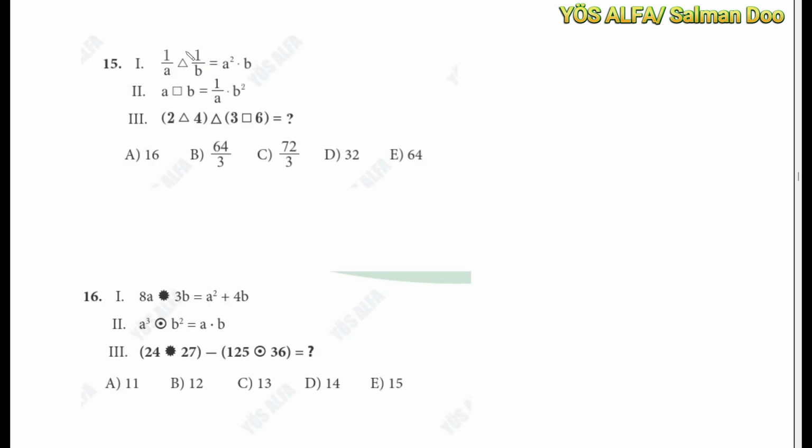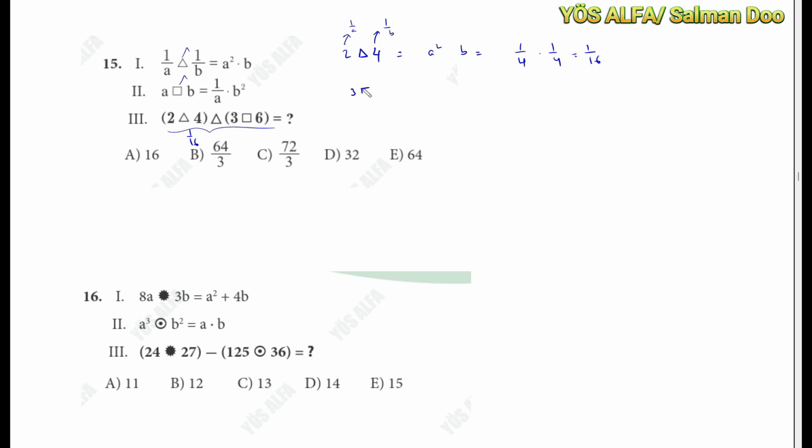15. The two operations are given and we're asked to find this operation. So we'll start with 2 triangle 4. Since we are going to use a triangle operation, I'm going to write down this as 1 over a and this is 1 over b. And our operation is going to be a squared times b. So since 1 over a is 2, a is half. Half squared is 1 over 4 times b, which is 1 over 4. We have 1 over 16 for the first one.